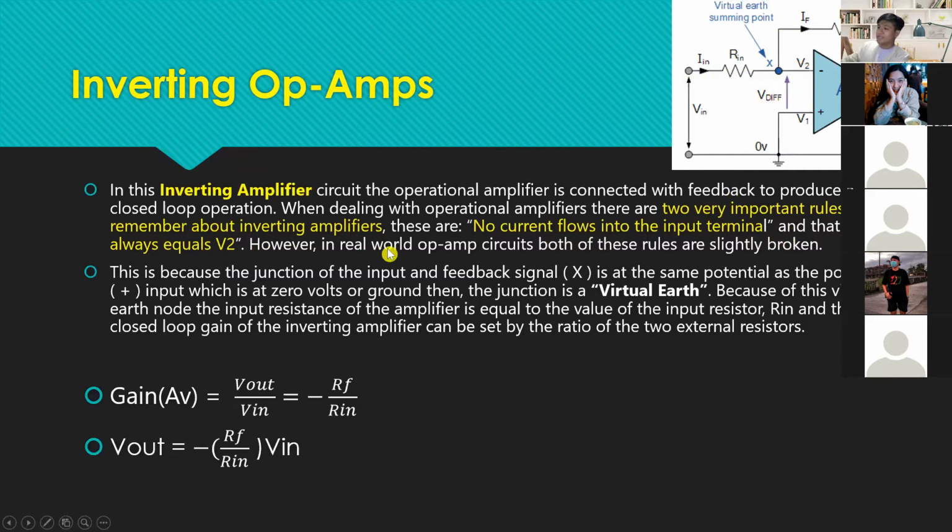So, however, in real world, op-amp circuits, both of these rules are slightly broken. So, totoo to, pero meron pa rin konti since, yun nga, meron pa rin dumadaloy, pero sobrang liit or it's negligible na kumbaga. Pero meron pa rin, not actually zero, pero meron, pero sobrang liit nga lang. Okay? So this is because the junction of the input and feedback signal X is at the same potential as the passive input which is at 0 volts.